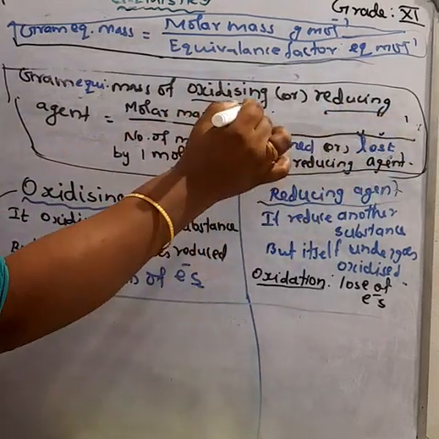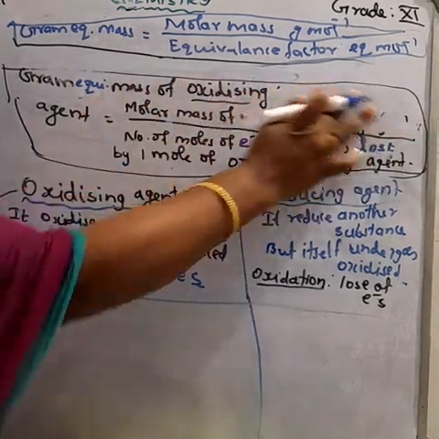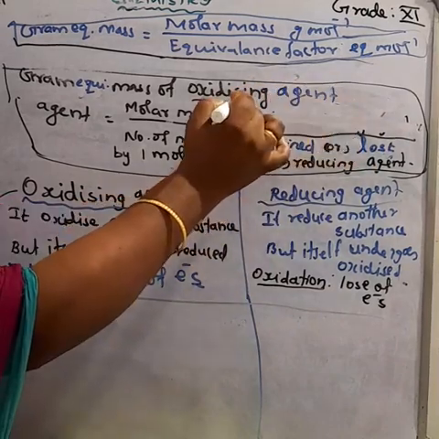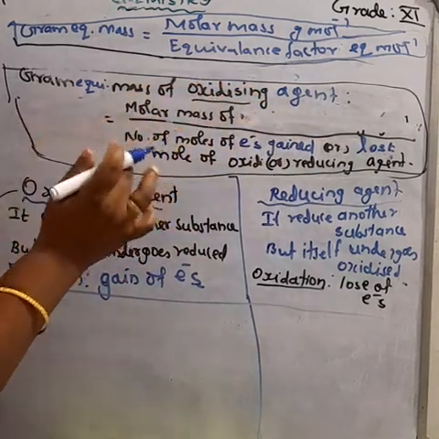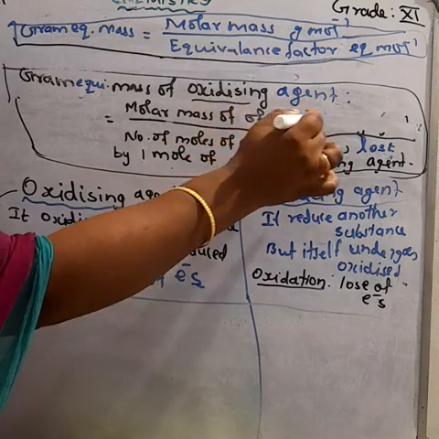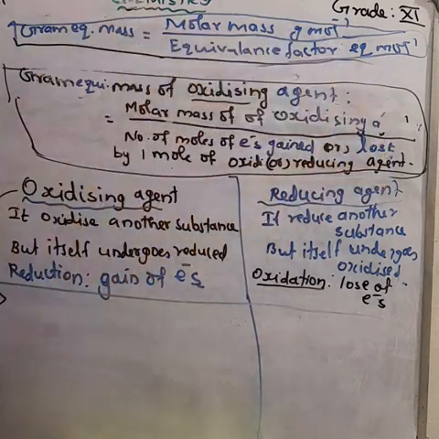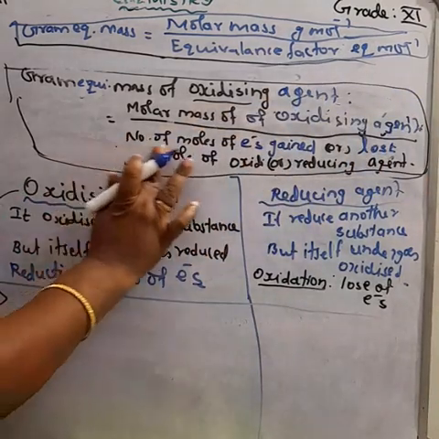Okay, if we want to calculate the gram equivalent mass of an oxidizing agent like potassium permanganate... what is an example of an oxidizing agent? Potassium permanganate, KMnO4. And H2O2, you studied clearly about that. H2O2 is both an oxidizing and a reducing agent. But KMnO4 is only an oxidizing agent. Understand?